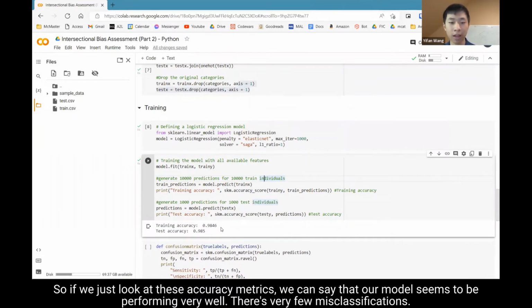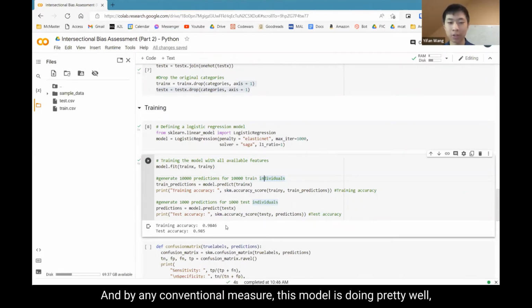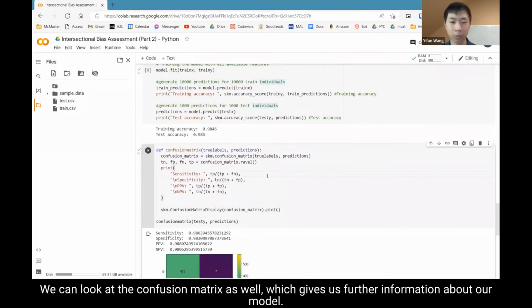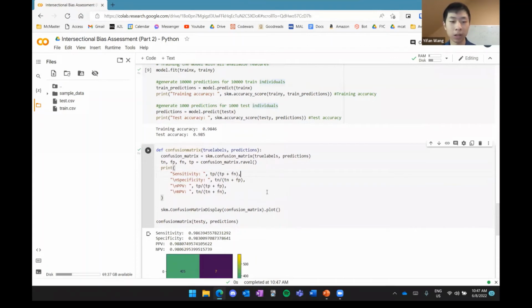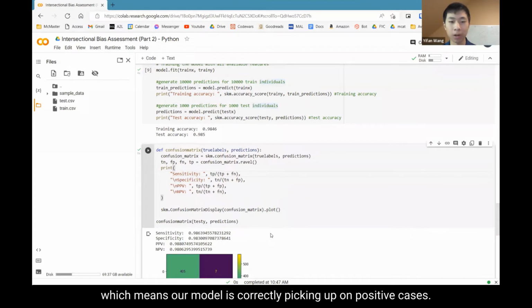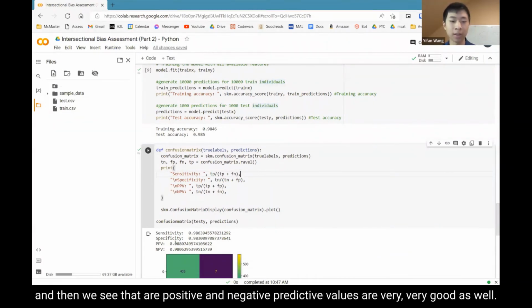So if we just look at these accuracy metrics, we can say that our model seems to be performing very well. There's very few misclassifications, and by any conventional measure, this model is doing pretty well. And this is probably what the original firm said when they said, look, our model is pretty good, we can implement it. We can look at the confusion matrix as well, which gives us further information about our model, about the sensitivity and specificity. So we see that both of these are high as well, which means our model is correctly picking up on positive cases and correctly rejecting negative cases over 98% of the time. And then we see that our positive and negative predictive values are very, very good as well.